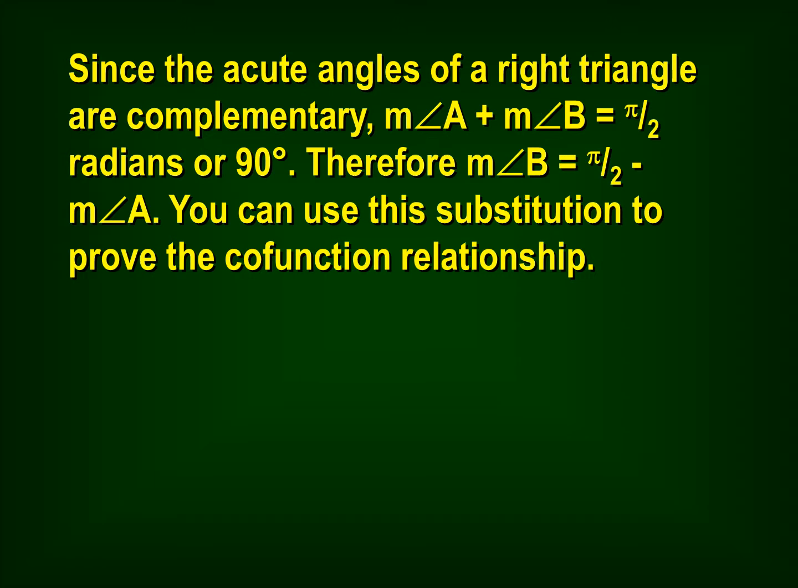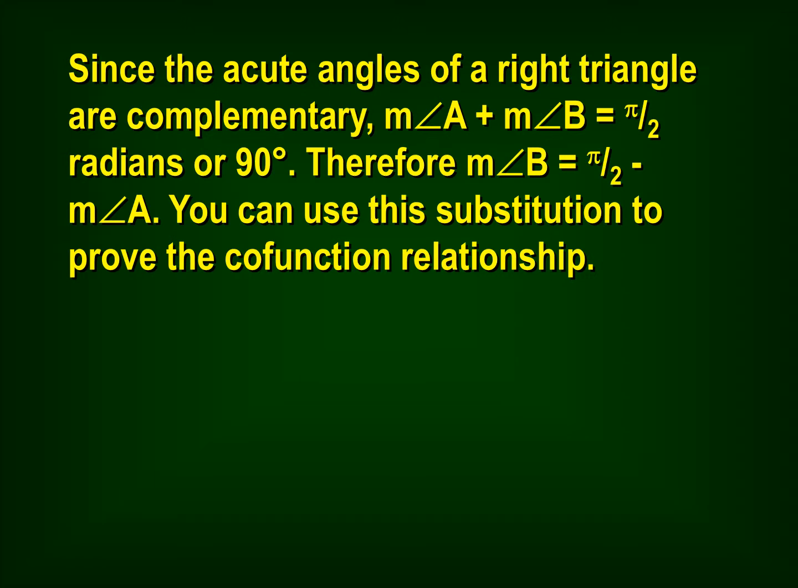All right, so now we're going to take a look at cofunctions. Acute angles of a right triangle are complementary, so that means they have to add up to 90. In a right triangle, you always have one angle that's 90. That's usually your C, across from the hypotenuse. But the other two angles, angle A and angle B, also have to add up to 90, or pi over 2. So angle B has to be 90 minus whatever angle A is, or pi over 2 minus angle A.